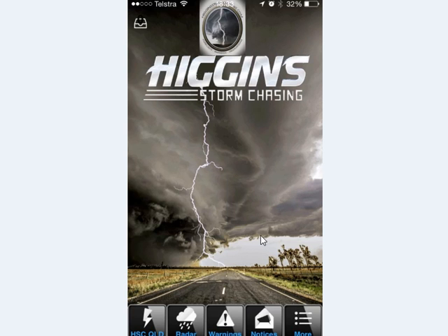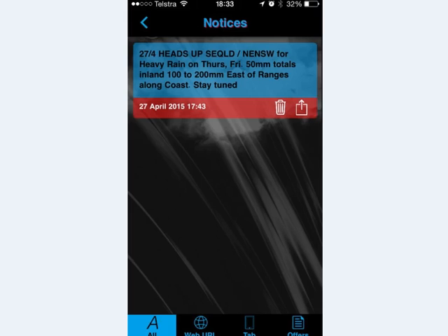We'll also have forecasts on the HSC app, which is available on Android and Apple. They're here in Queensland Forecast. It's got various radars, all of the BOM warnings here for every state there, notices, push notifications that we issue with the latest heads-up advices are there. You can see that what we issued there this afternoon, heads up southeast Queensland, northeast New South Wales for heavy rain on Thursday and Friday. 50 mil totals inland, 100 to 200 east of the ranges along the coast.